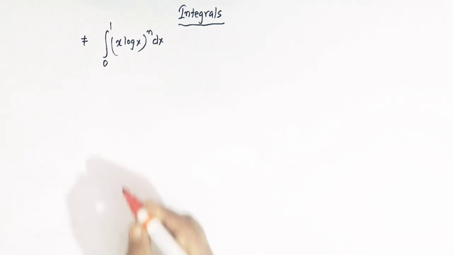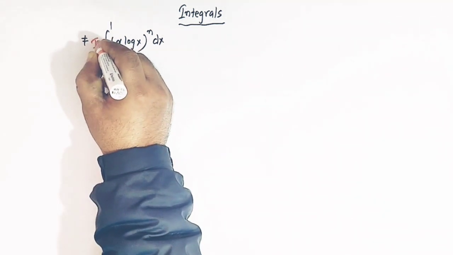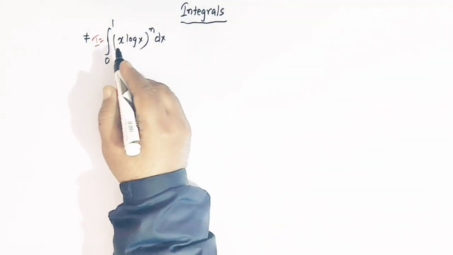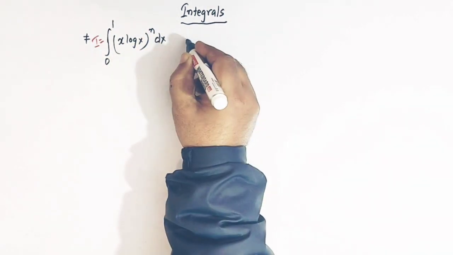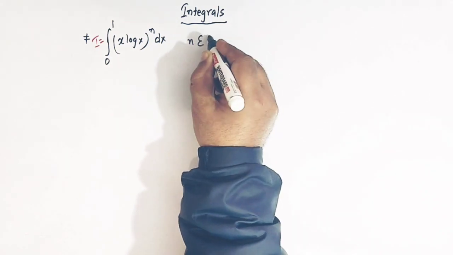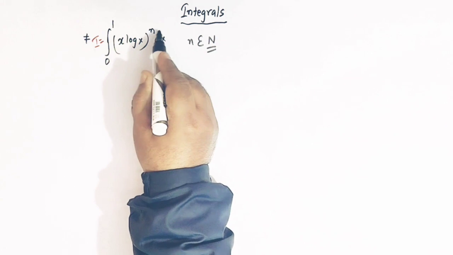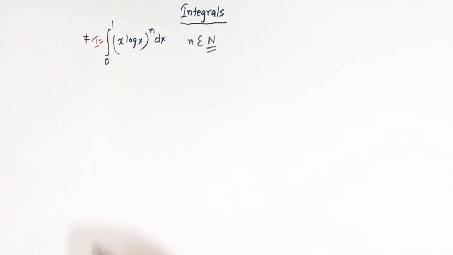So let us take this integral as I, and we'll solve this integral by making use of the concept of integration by method of substitution. So in this integral, the value of n belongs to the set of natural numbers, right? So this power n is a natural number.